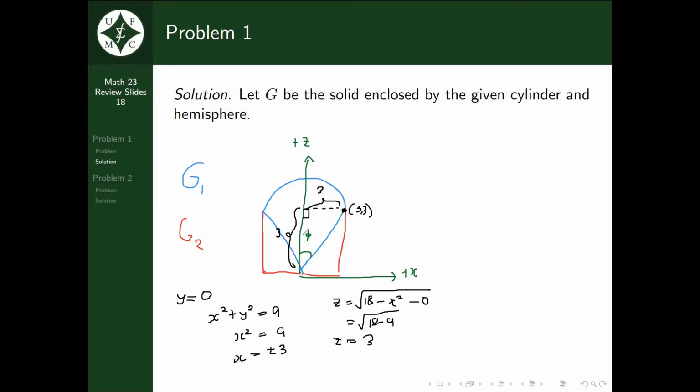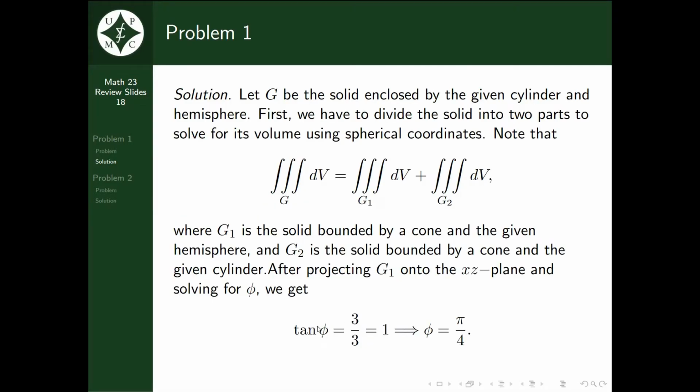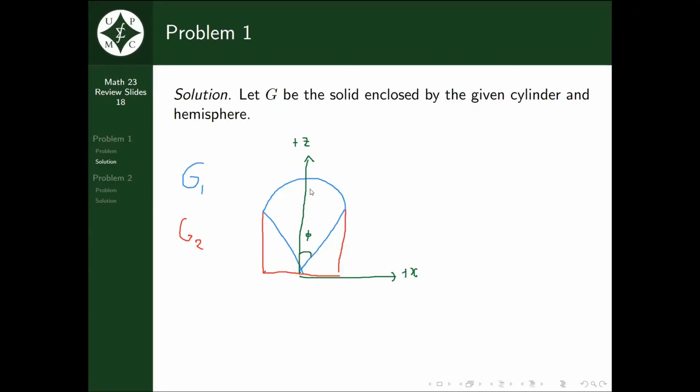So this is the opposite to phi, and this is the adjacent. So we have tangent of phi is equal to 3 over 3, which is equal to 1. And if you go back to the slides, we'll see that if tangent of phi is equal to 1, phi must be equal to pi over 4. So that's our boundary for phi. So that may have seemed difficult, but phi was actually the most difficult to solve. So let's go back to this drawing. Now we have phi goes from 0 to pi over 4.